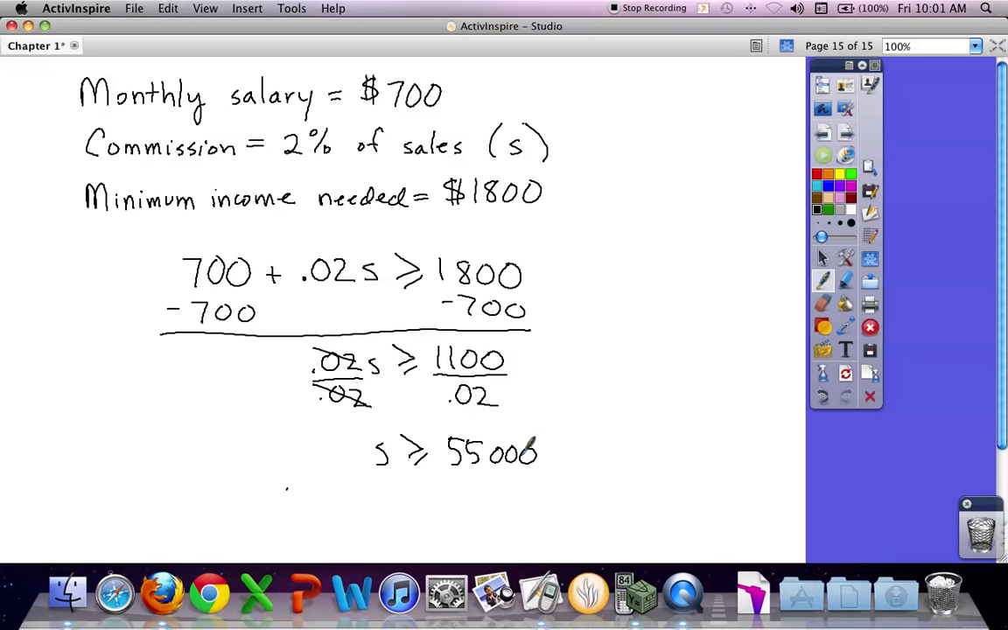So 55,000 may seem like a lot of sales. It just depends, I guess, on what you're selling. If you're selling houses, that's not very much. If you're selling cars, then that's a little bit more. If you're selling something that doesn't cost very much, that's a lot of sales. But if you make $55,000 a month in sales, you're making your $1,800 a month income that you say you need. Right, make sure you can follow the example above.